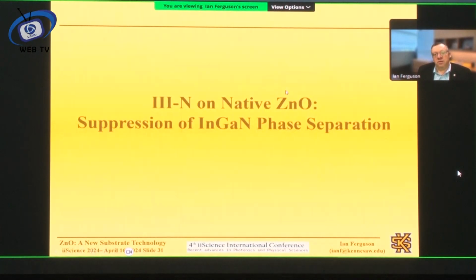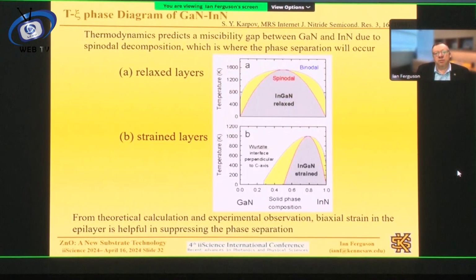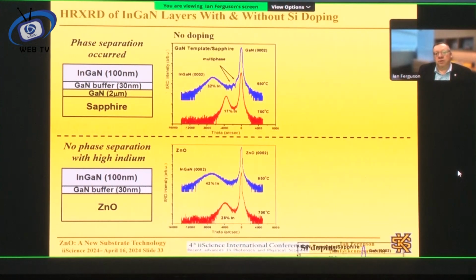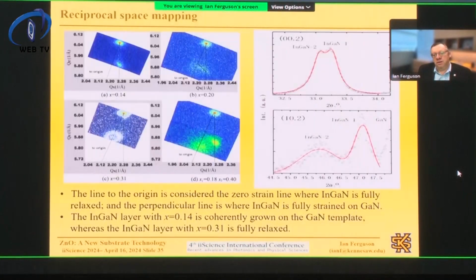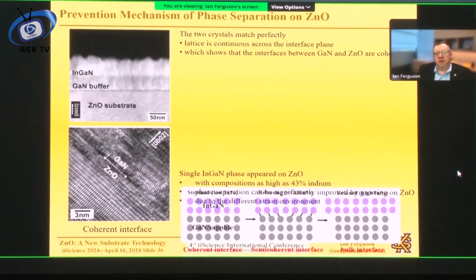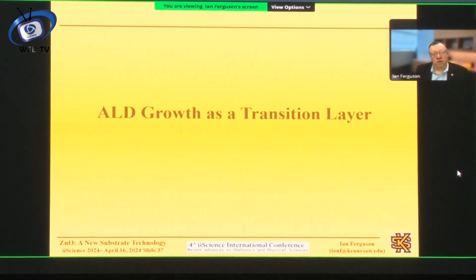The good thing is, and I'm going to rolodex some slides and come to a few at the end, when you grow the indium gallium nitride, it does have a tendency to phase separate. We did a lot of work which essentially showed that we could suppress the phase separation in these layers, and again, I don't have enough time to talk about this.